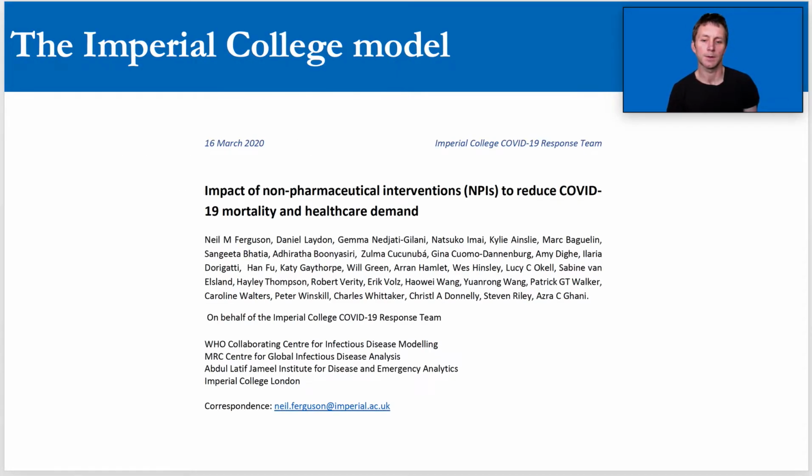Okay, so the Imperial College model here is a screenshot of the paper itself, taken by this large collaborative research group, a lot of whom are involved in directly advising the British government. You can read the paper, it's freely available online. I'll put a link to it on the slides.